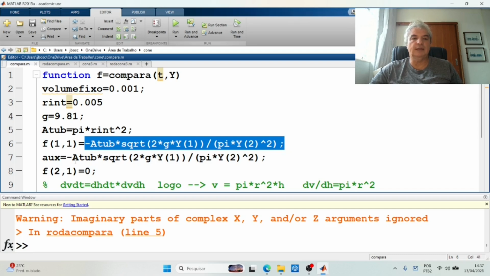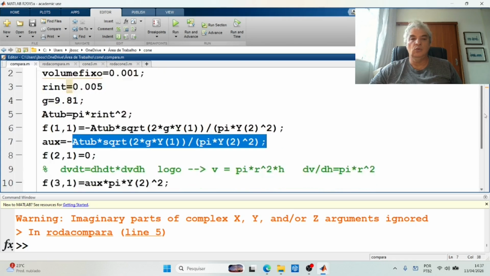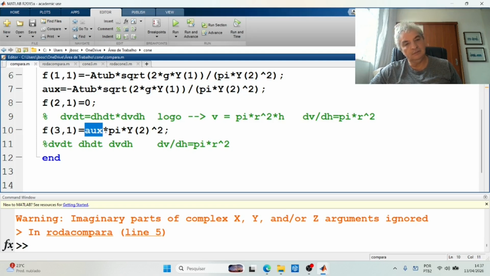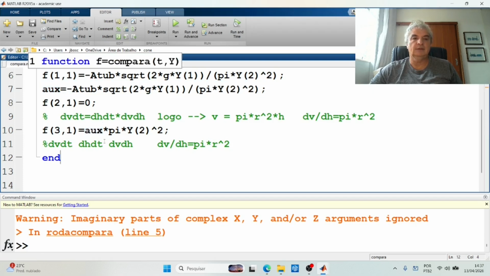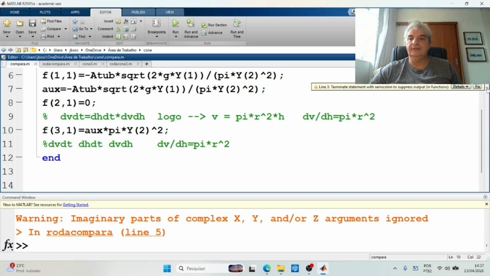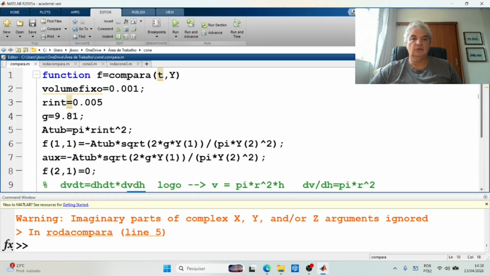The internal radius of the tube at the exit of the cylinder is here. There is the area of the tube here. The differential equation of the modeling. Its auxiliary, dβ/dt, the angle that does not vary, equal to 0, and here the equation of the vase, dV/dt, which is this AUX here, which is dH/dt times dV/dH, which is here, this y here, corresponding to beta squared.